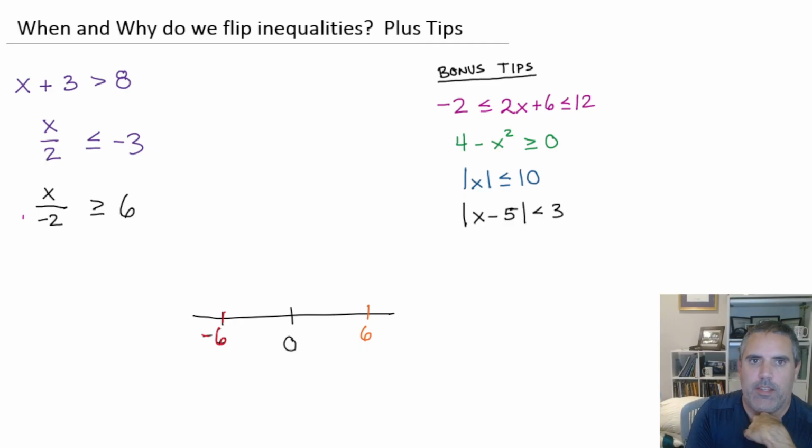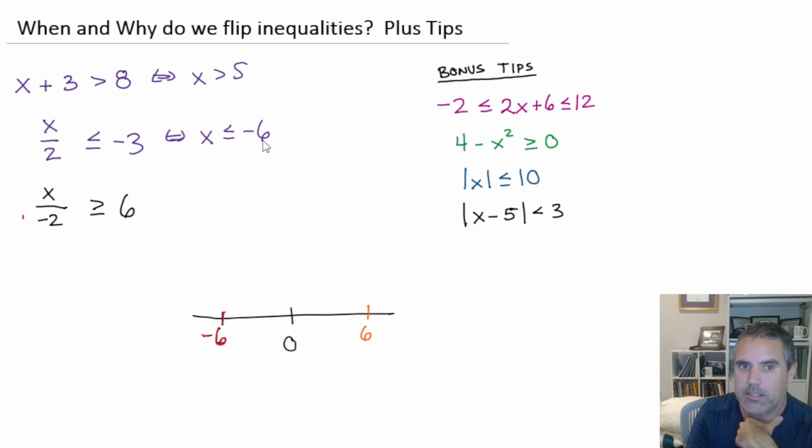So first thing, you can add or subtract from both sides. I'll show you a visual of this in a moment, this is x is greater than 5. Here you can multiply both sides by 2. That also doesn't flip anything. Nothing gets flipped. You just say x is less than or equal to negative 6. So here's the interesting case.